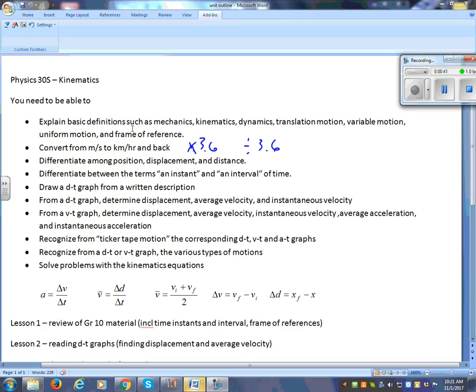Do you guys like the cheat sheets? Yes. Just checking.